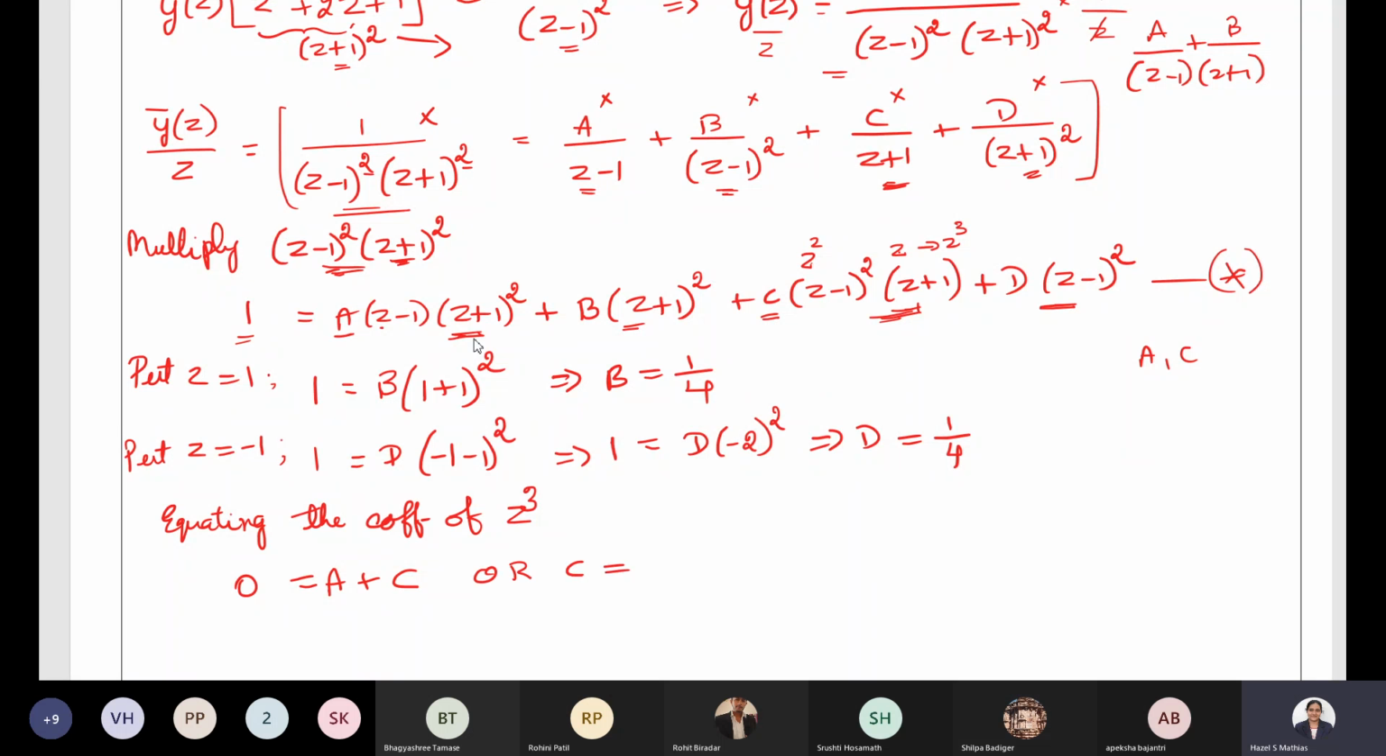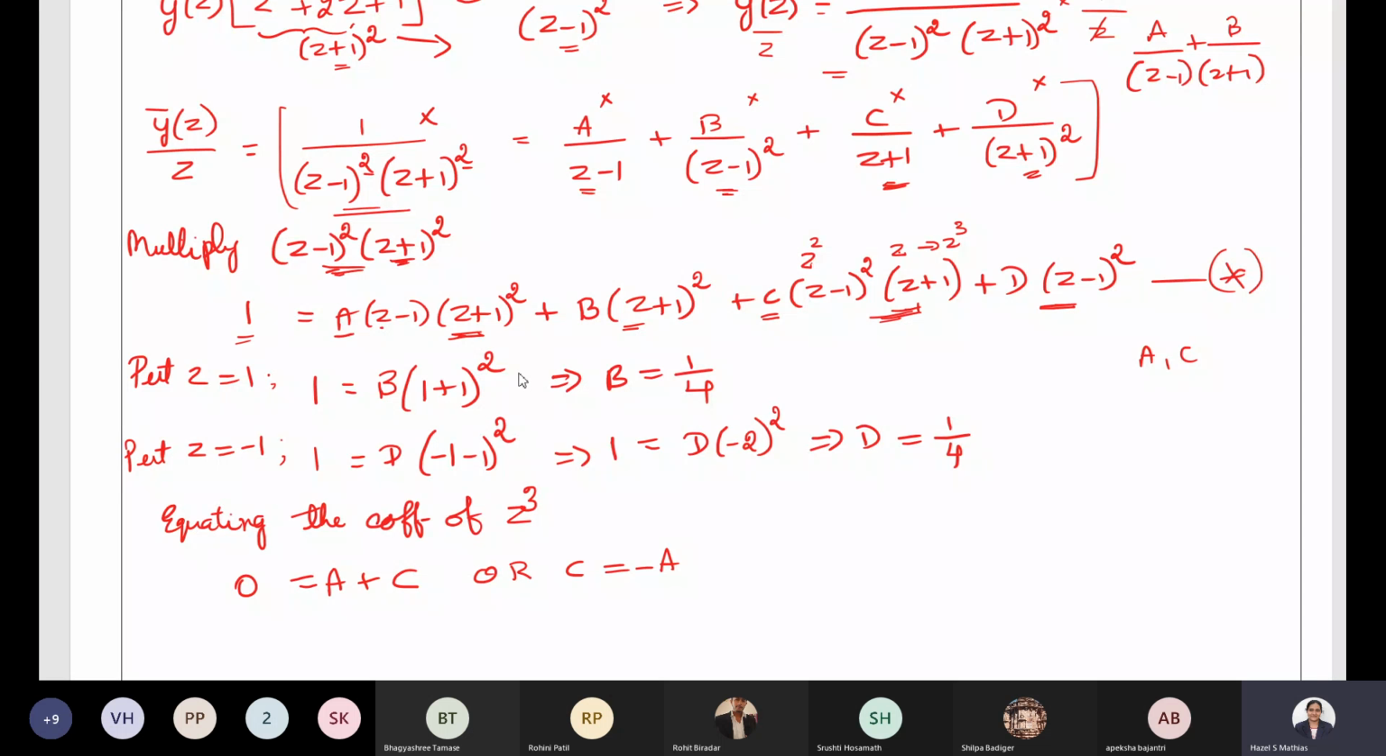Yes, ma'am. The c value will be what? Minus a. Or the c value will be minus a. Anybody wants me to repeat this? We have just equated the coefficient of z cube on both sides.